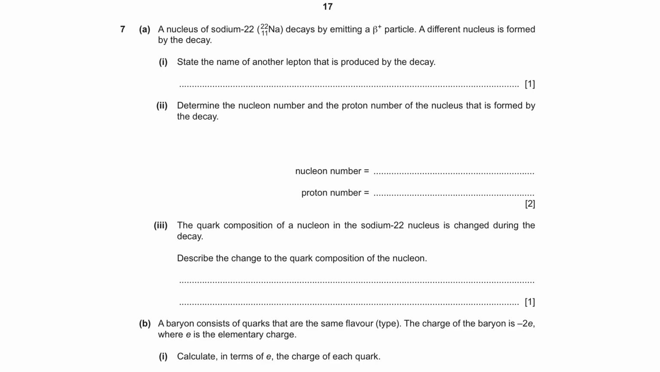Question 7 says a nucleus of sodium 22 decays by emitting a beta plus particle. A different nucleus is formed by the decay. State the name of another lepton that is produced by this decay. So whenever you have a beta plus or a positron decay, you have an electron neutrino or a neutrino being produced. On the other hand, if you had a beta minus decay, you'd have an antineutrino or an electron antineutrino.